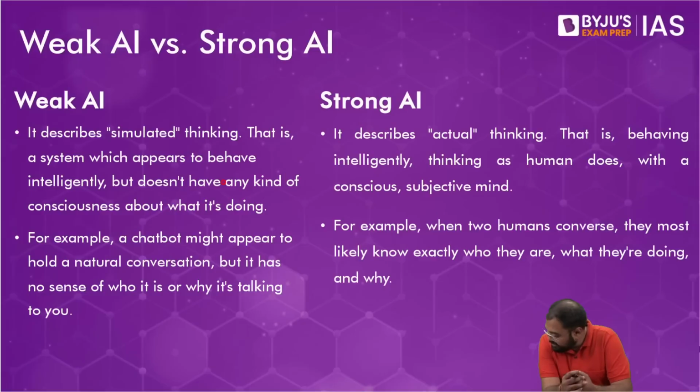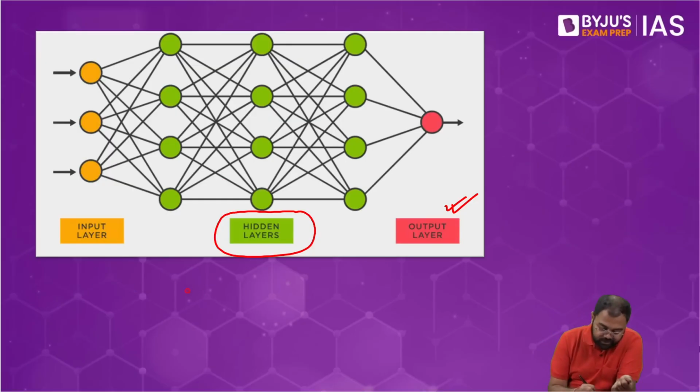What are the hidden layers here? What role do they play? So basically these hidden layers, you can say that these are more of algorithms and flowcharts.